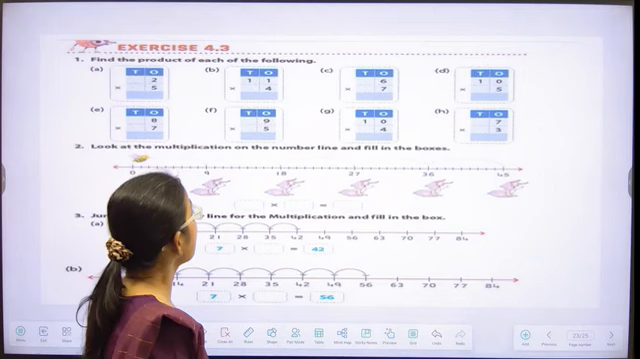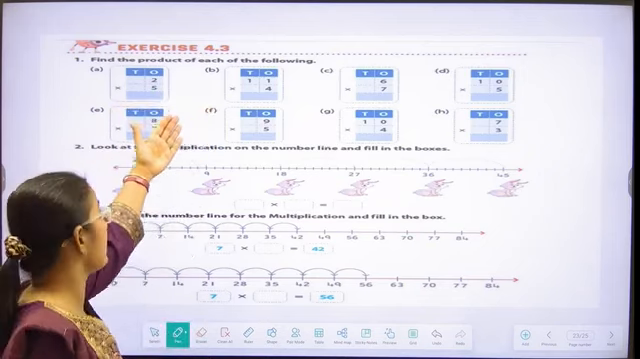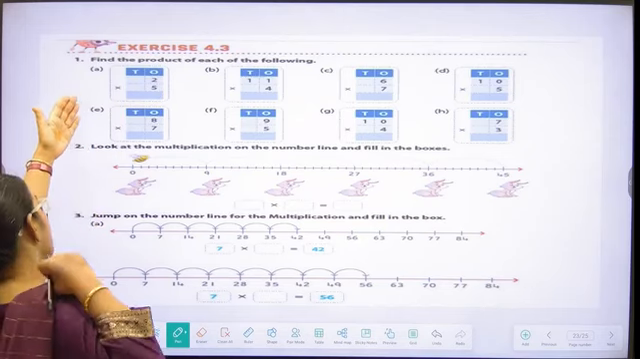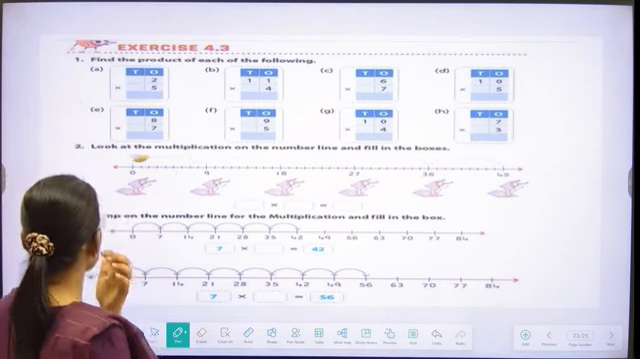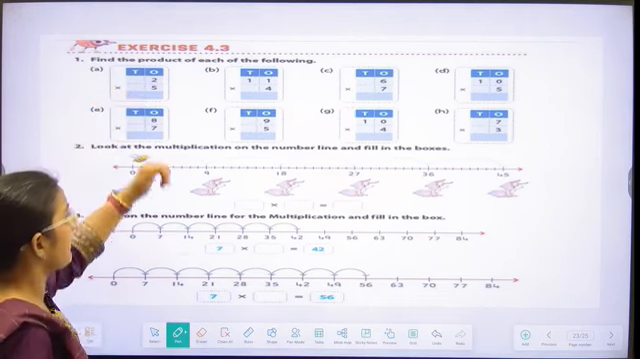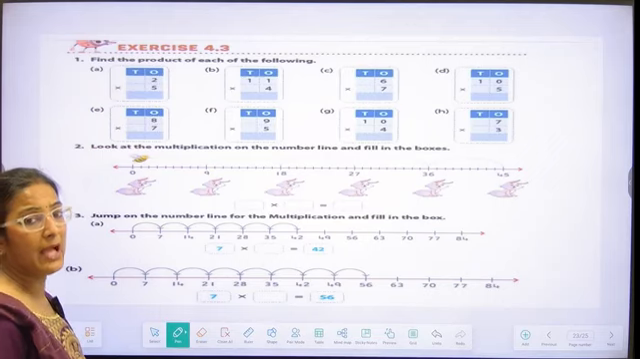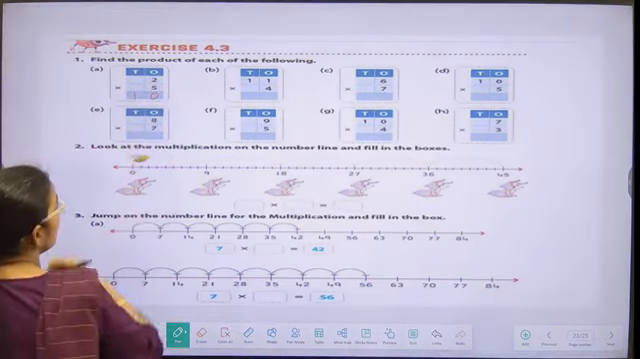Now moving to our next exercise, exercise 4.3, student. Let's do the first one. We have to find the product of each of the following. So we have to find the product. In the first one, 5 multiplied by 2, what are we getting? I'm getting 10. So we have to write 10.